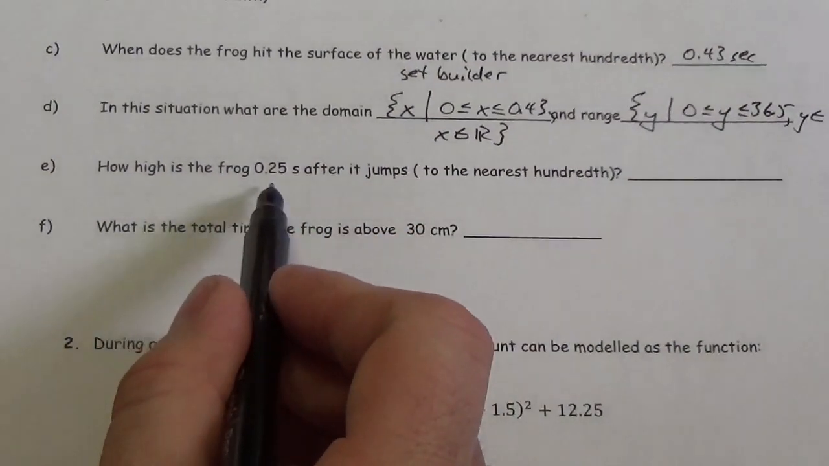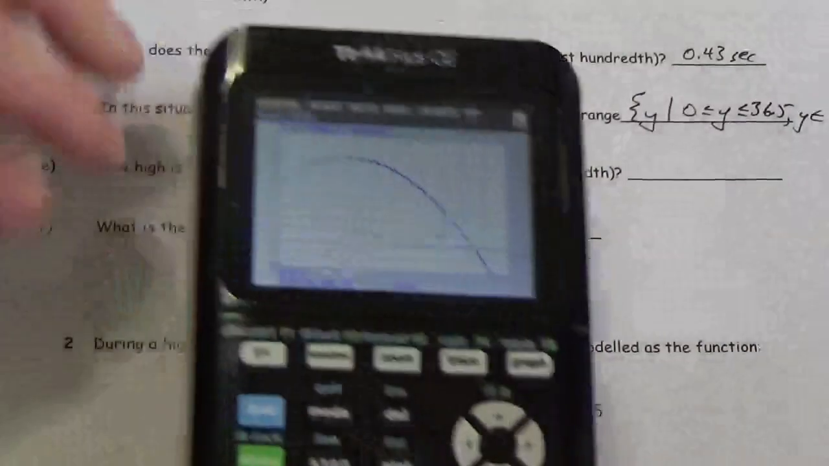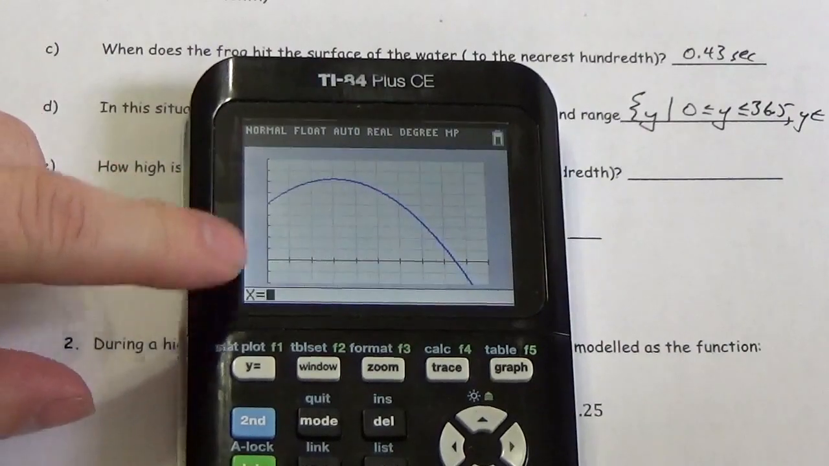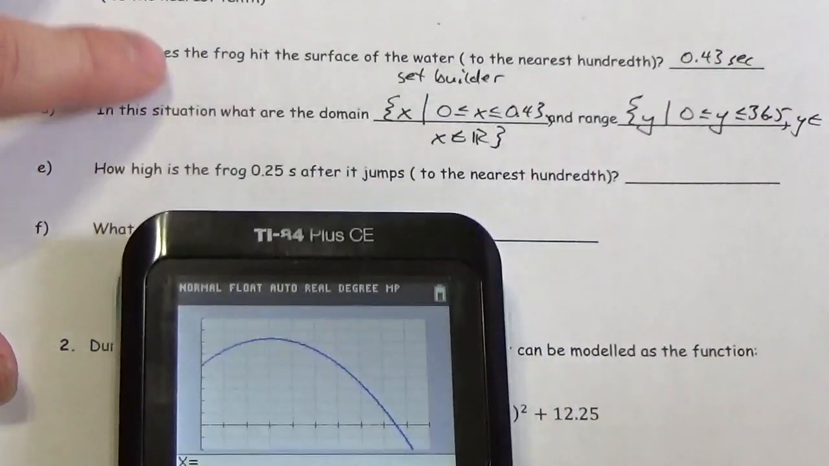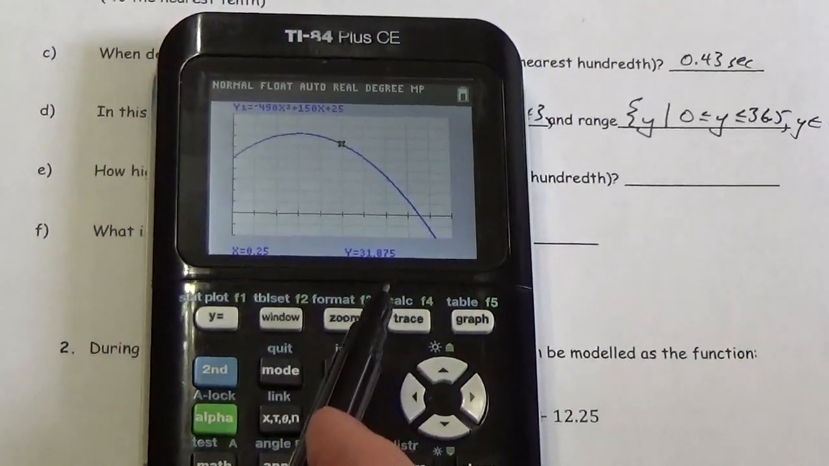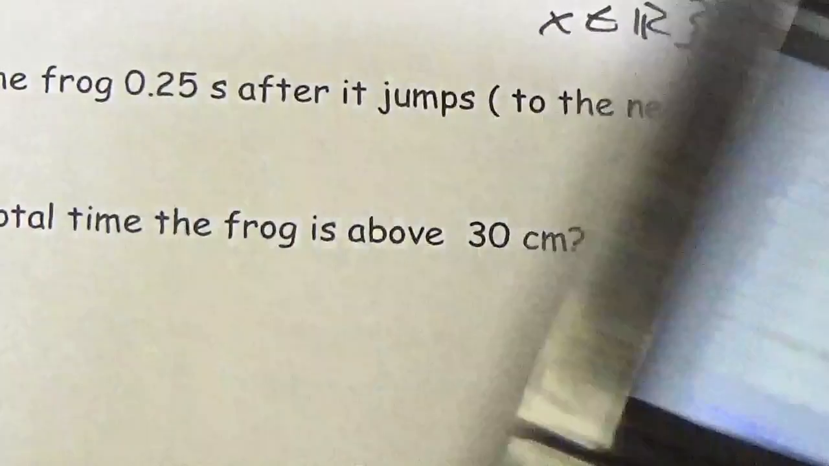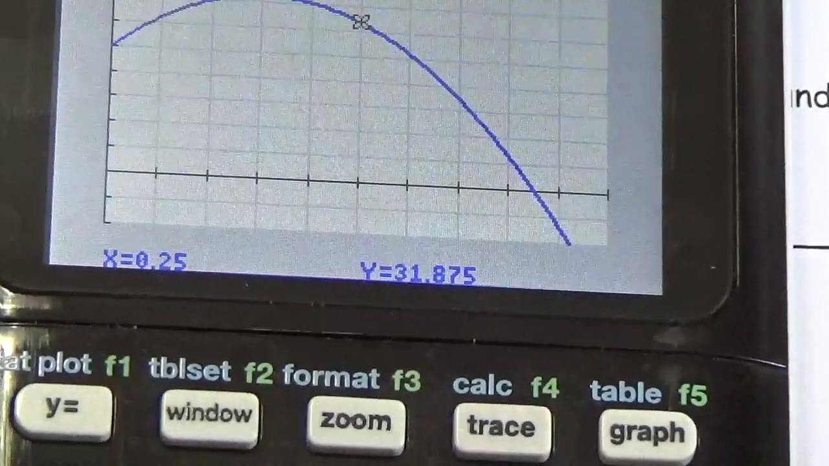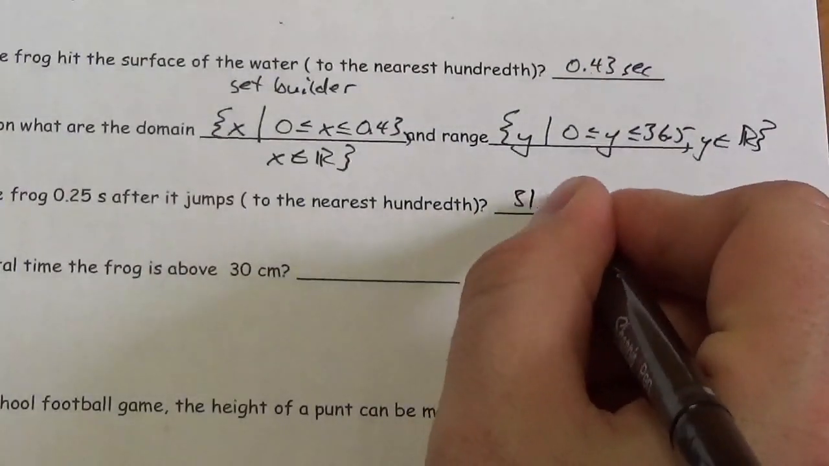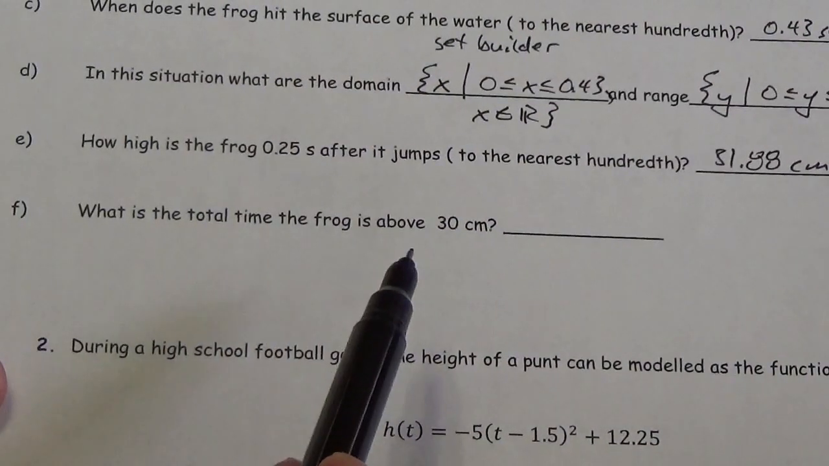Okay, how high is the frog 0.25 seconds after it jumps? So I'm giving you an x-coordinate, and I want to know what the y-coordinate is. Well, that is an example of the value feature, because it sits here and waits and asks me what the x-coordinate is. So I would tell it 0.25, press enter, and it tells me that the y-coordinate here is 31 point, oh, did it say to the nearest hundredth? So 31.88. So here I would write 31.88 centimeters.